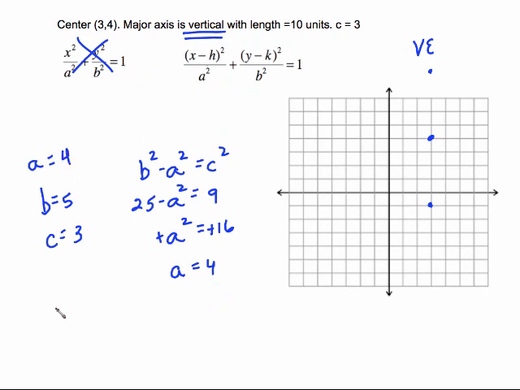Center was 3, 4, so this is x minus 3, quantity squared, over 4 squared, which is 16, plus y minus 4, quantity squared, over the b value squared, which is 25, equals 1.